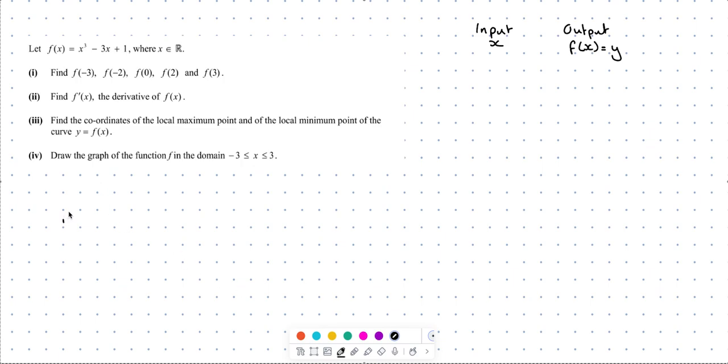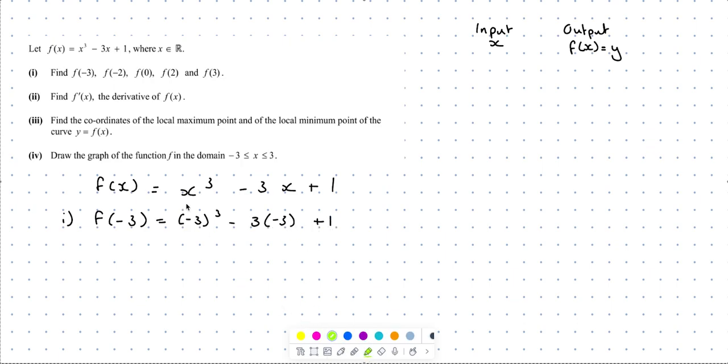For the first one, f of minus 3, you're going to take out x in each of the positions and simply fill in minus 3. You don't need to put the brackets there, but I put them in. So we're going to have minus 3 cubed minus 3 by minus 3 plus 1. All I did there was, every single time I saw x above, I replaced it with minus 3. Hopefully nice and straightforward.